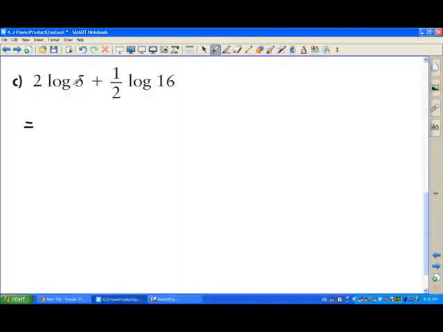Here we'd like to combine these two logarithms together because they have the same base. We're adding them, so we'll be multiplying what's inside the logarithms. The problem is we have to deal with these coefficients. But we can use the power law of logarithms in reverse. Bring those powers up.